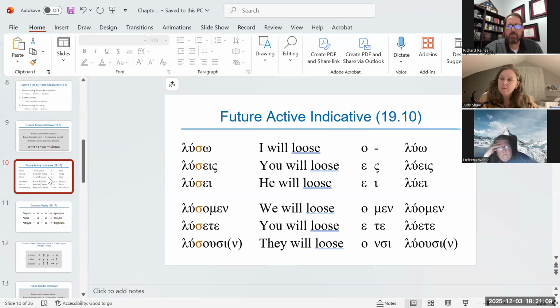This is why learning the stem is so important. Because as we go, you're going to find that we're going to be adding prefixes, right? Sometimes that prefix will be a lambda and another letter. So you just need to make sure that you recognize the stem of these verbs, because recognizing that stem helps you to pick out what tense it is instead of always trying to flip back and look at the previous paradigm. So this is future active indicative. I will loose, you will loose, he will loose, we will loose, y'all will loose. You know how much I love that. And they will loose.